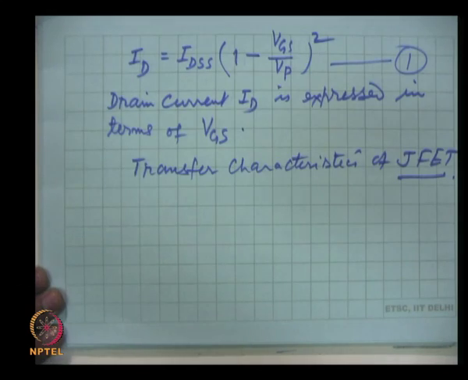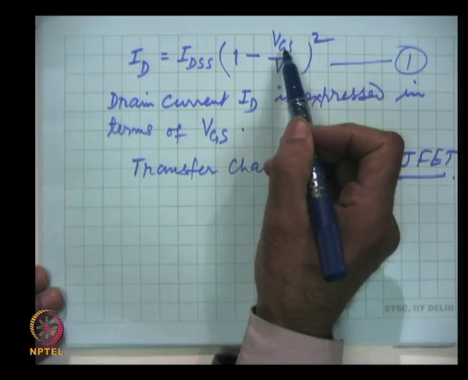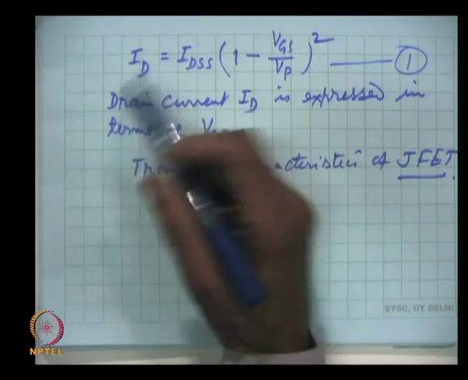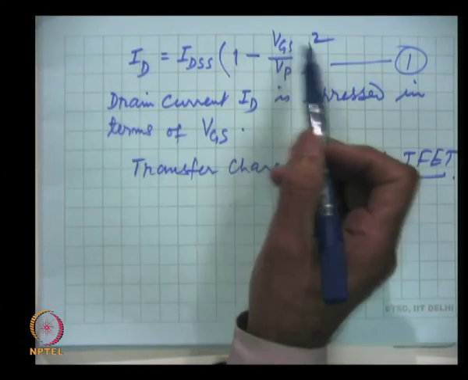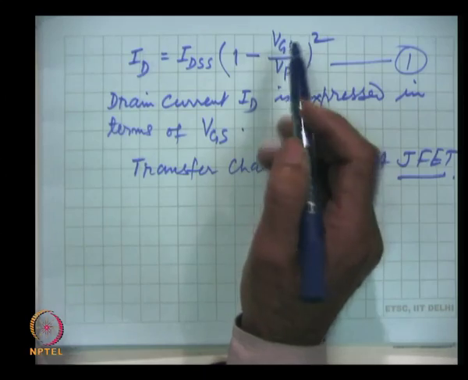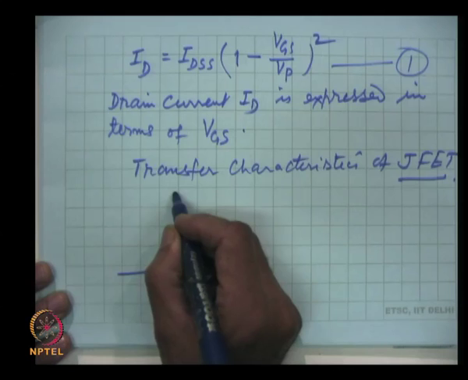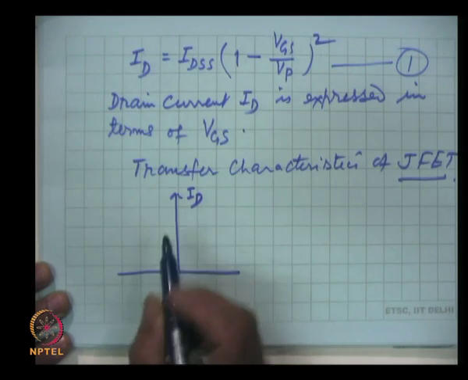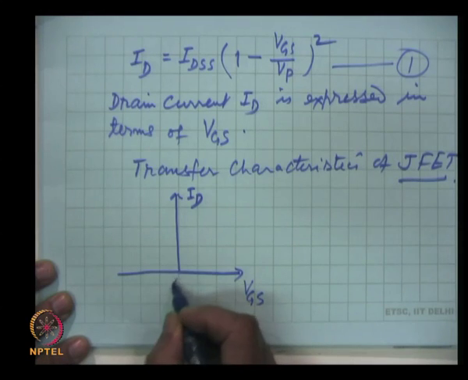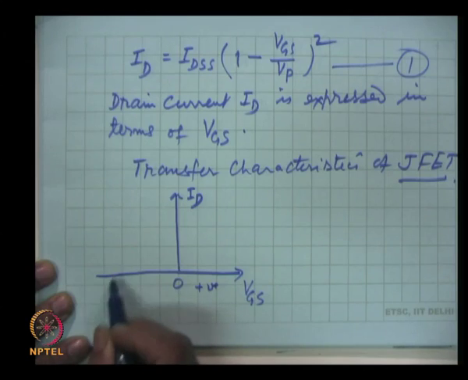Why transfer? This is the drain current and this is the gate source. The two are not the same part; for example, the output current is ID, but this is a gate source voltage. So, transfer. The curve is a parabolic. This is ID and this is VGS, gate source voltage, 0 positive, and here it is negative.